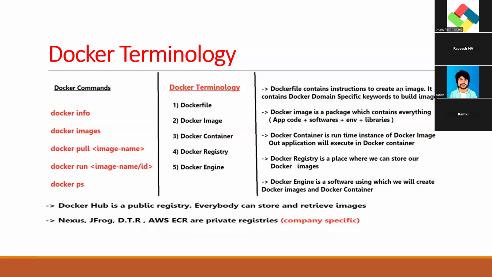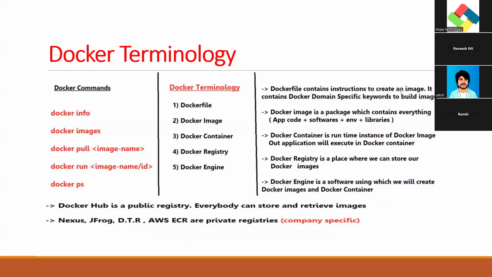Everything we will have. A Docker container is the runtime instance of a Docker image. What is that, guys? A Docker container is a runtime instance of a Docker image. Our application will execute in the Docker container. Docker Hub or Docker registry is the place where we can store our Docker images.